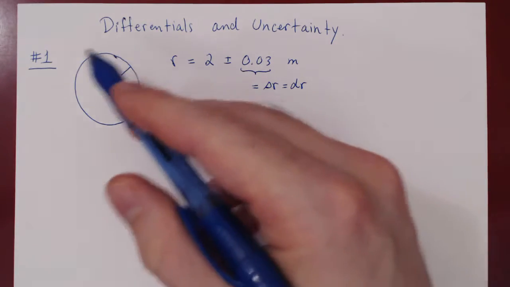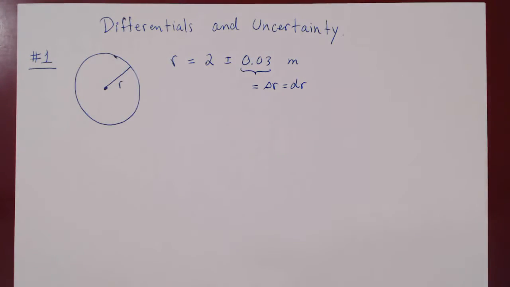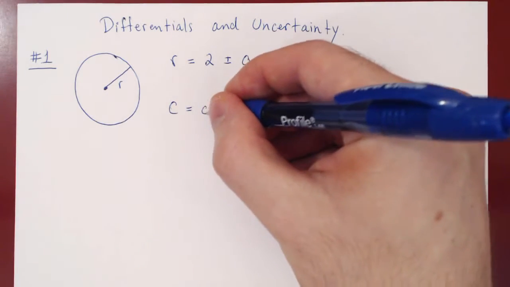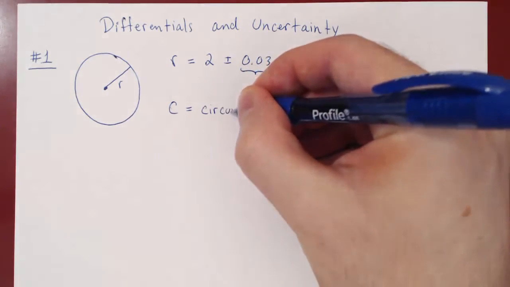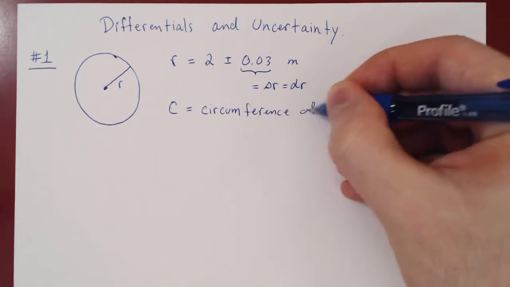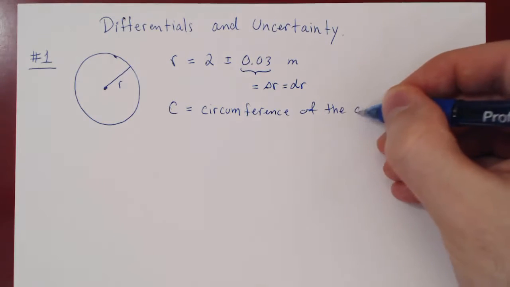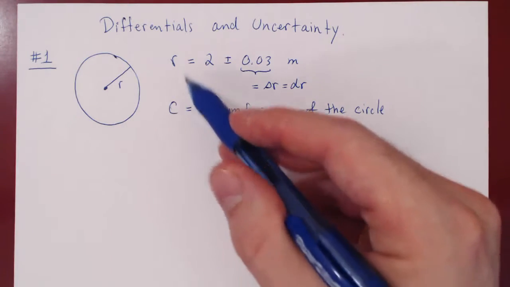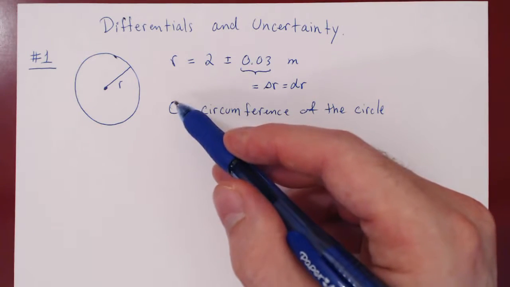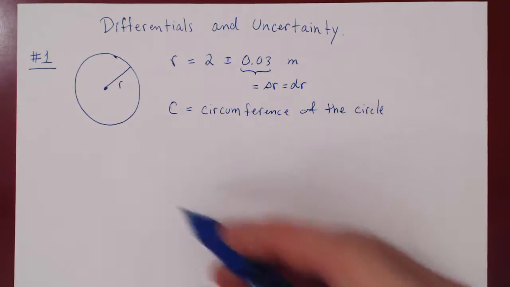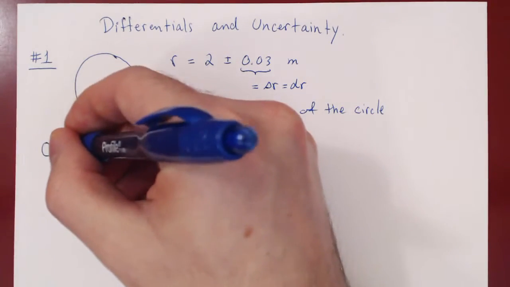Suppose we want to find the circumference of the circle with also uncertainty. So we'll say C is the circumference of the circle. Well, what we have to do is relate C to r. How could you find the circumference of the circle as a function of the radius? Well, C is 2 pi r.